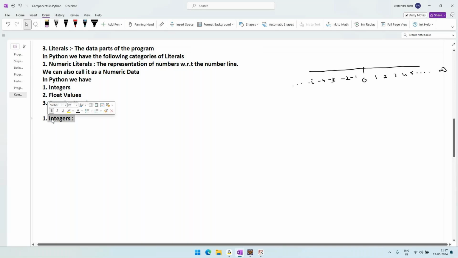వీ కెన్ కాల్ ఇట్ యాజ్ ఇంటీజర్స్. So what are integers basically? Integers are the numbers without decimal point లేని numbers. Okay, so the integers are the numbers without decimal points. ఇక్కడ కూడా డెసిమల్ పాయింట్ అనేది ఉండదు. సో డెసిమల్ పాయింట్ లేని నంబర్స్ని మనము వీ కెన్ కాల్ ఇట్ యాజ్ integers.